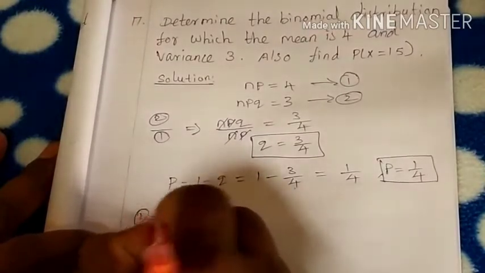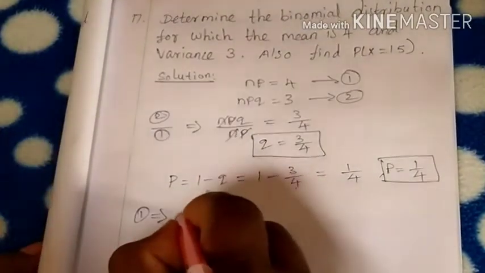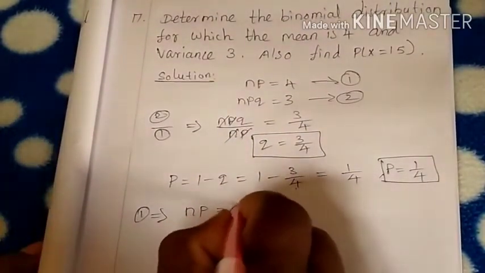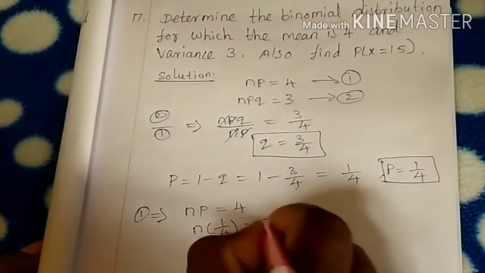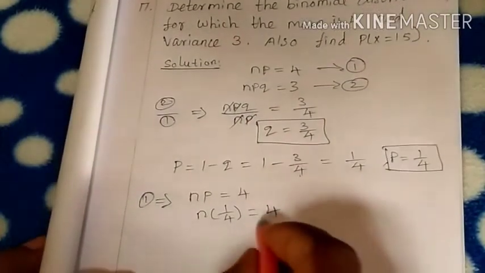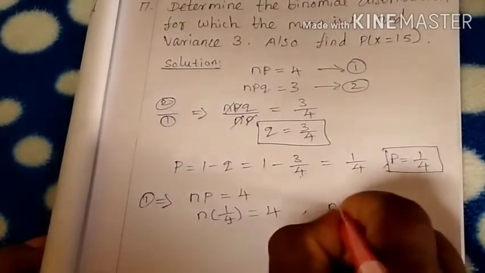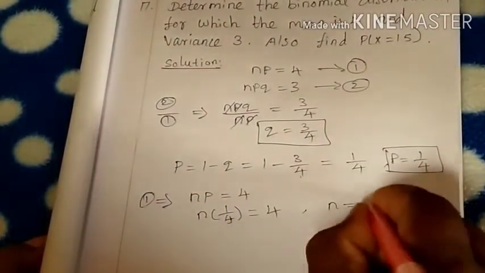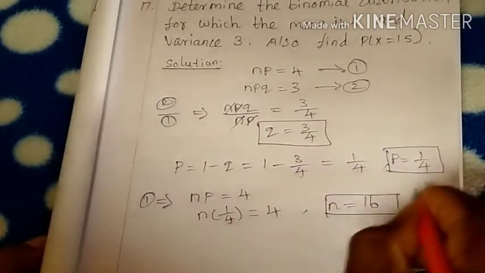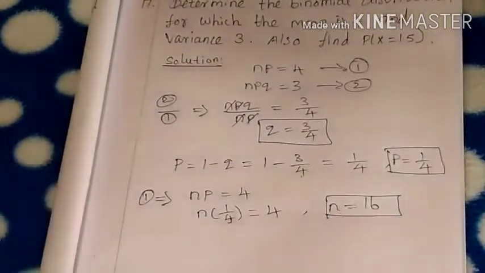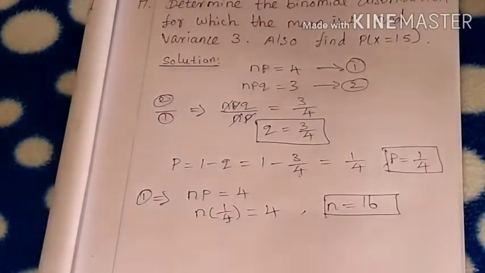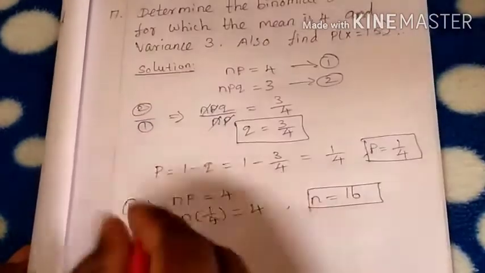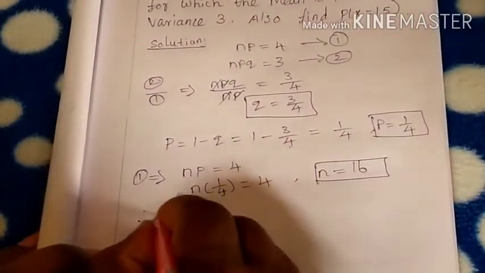From number 1, np is equal to 4. So n into p, that is n into 1 by 4, is equal to 4. Using the cross multiplication, n is equal to 4 fours are 16. Now we get p, q, n. This is the same manner as the previous question. Have you understood how to find out p, q, n? Okay. Then the binomial distribution, therefore.